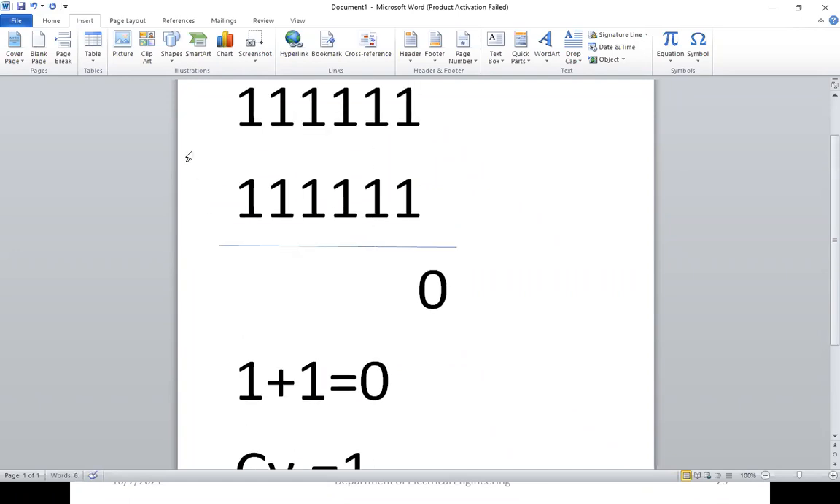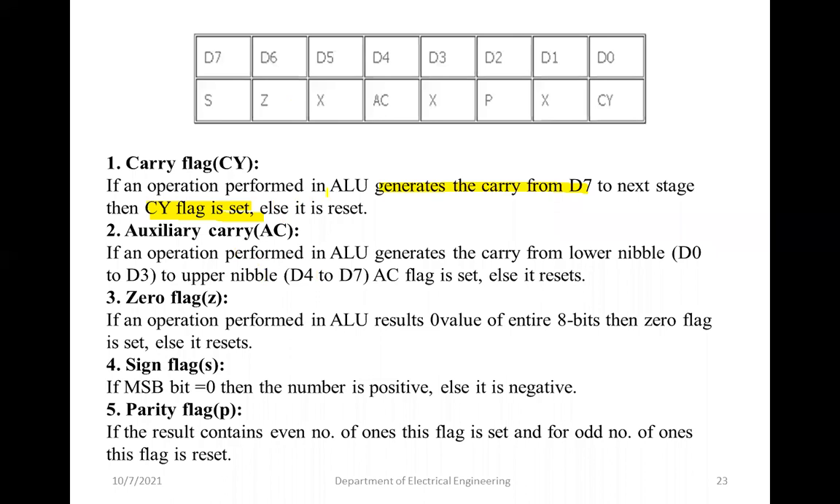The same thing applies where the carry flag will be generated: the last digits, D0 to D7, are the 8 bits. If you add this 1 plus 1, the answer is 0 and you generate a 1. This 1 is generated by the last two digits, then your carry flag will be generated. Understood? If the last digit generates a 1, then the carry flag will be generated.